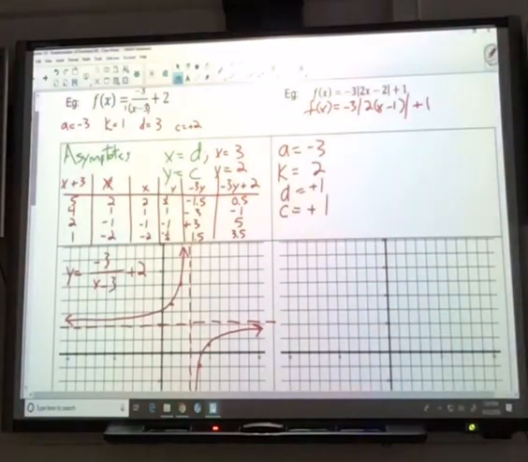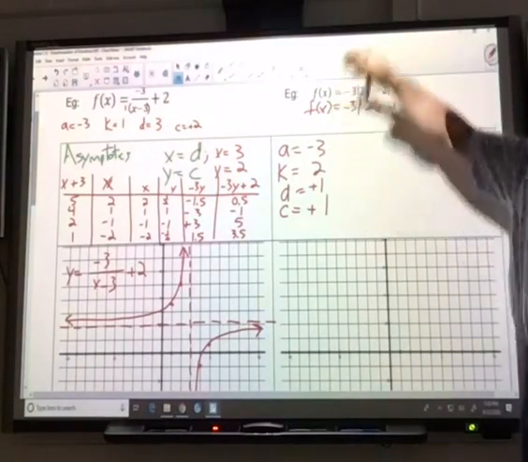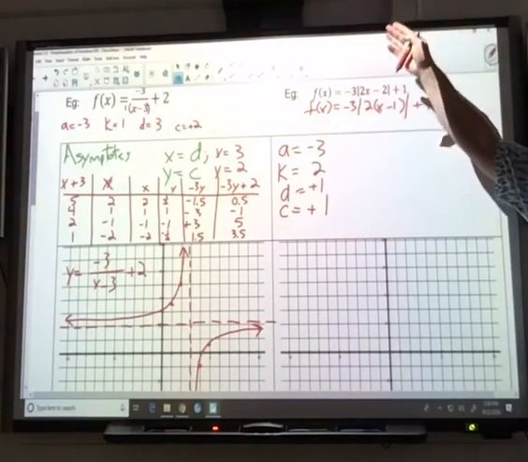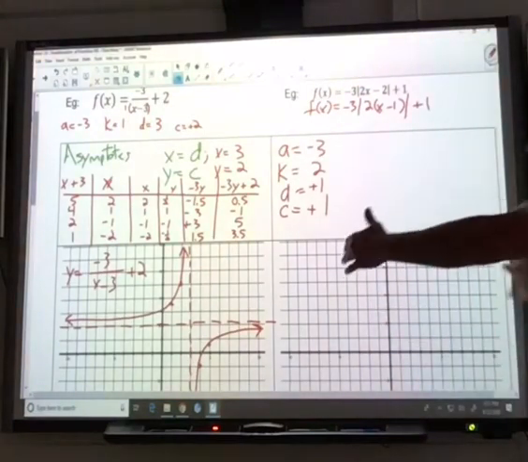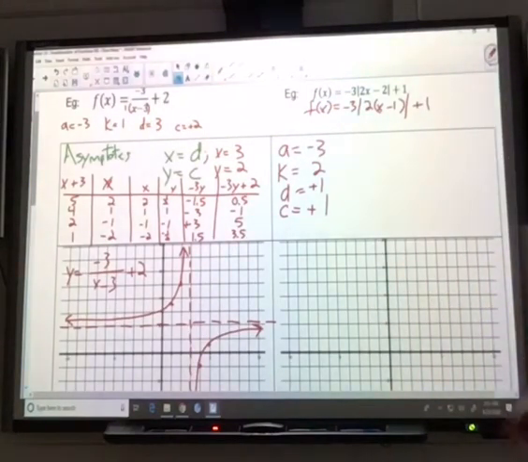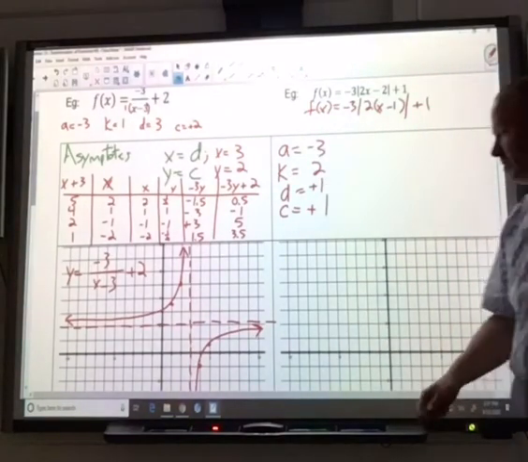So what am I going to be doing? I'm going to be stretching 3 times. I'm going to be reflecting vertically. I'm going to be compressing horizontally. And then I'm going to be moving it to the right one and up one. So let's go ahead and sketch those.